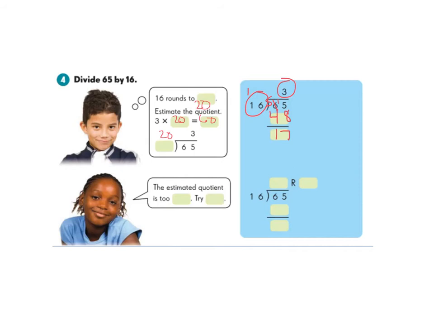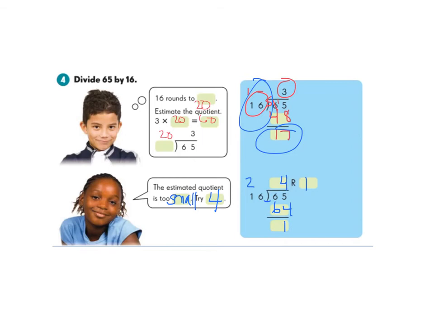Uh-oh, what's the problem? Right. 17 is bigger than 16, so our estimated quotient is too small. We have to try one quotient higher. Let's try 4. So let's try again now using 4. Move back over to the blue box with me, please, so you can follow my work. 4 times 6 will give us an answer of 24. 4 times 1 is 4, plus 2 is 6. 64 subtracted from 65 gives us 1, leaving us with a final answer of 4, remainder 1.